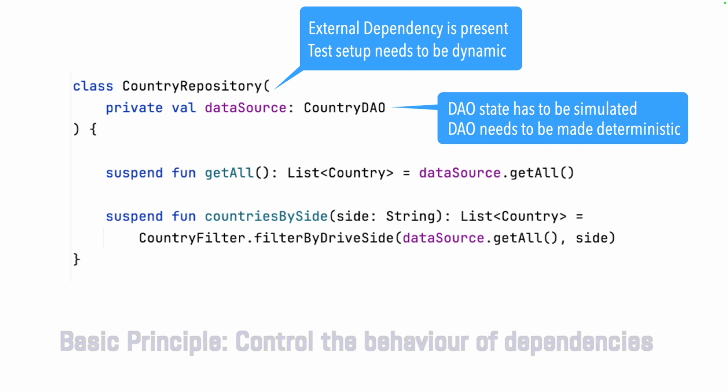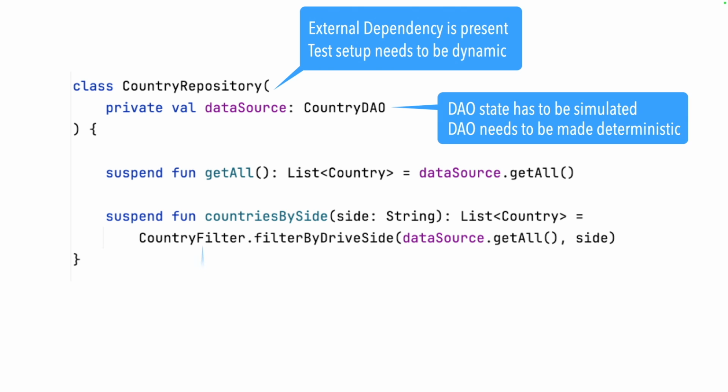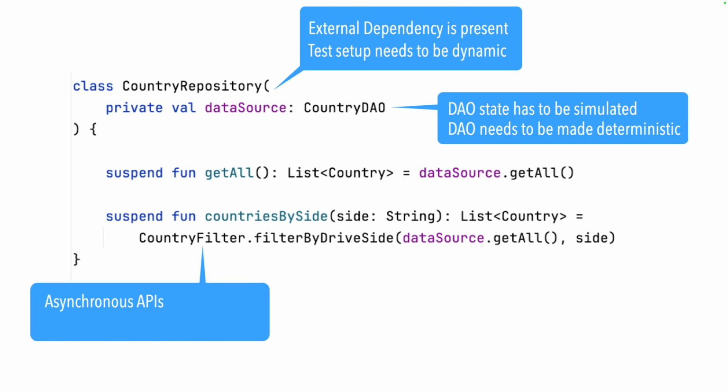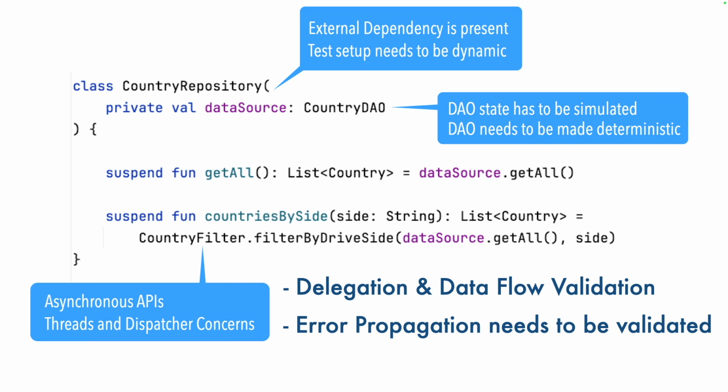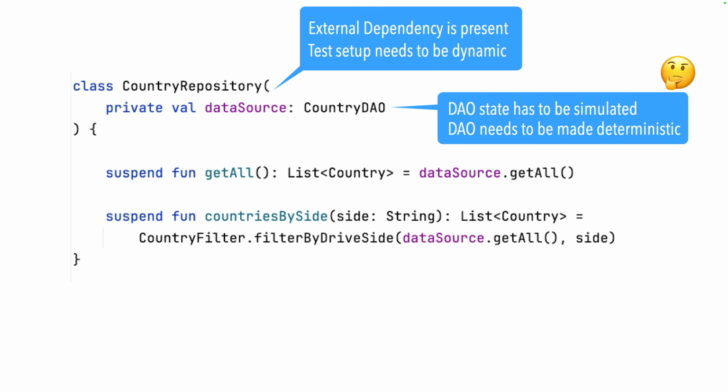And then the suspend function, countries by side, those are asynchronous APIs. Threads and dispatchers would be involved. So if I try to summarize, testing country repository would basically involve delegation and data flow validation. And if any kind of error is thrown in the countries by side, that error propagation needs to be properly validated as a part of testing country repository. How would you do this?